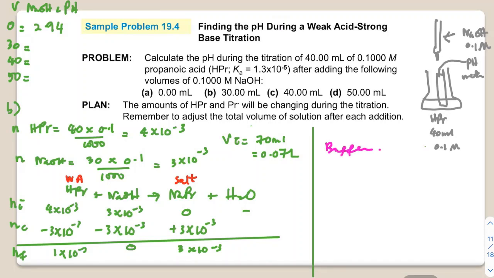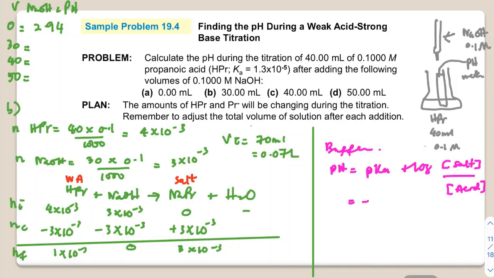So when we have a buffer, we know that we can calculate the pH of the buffer system by using the Henderson equation, and we know that the system is an acidic buffer system, so we can use the equation pH equal to pKa plus log concentration of the salt over concentration of the acid.